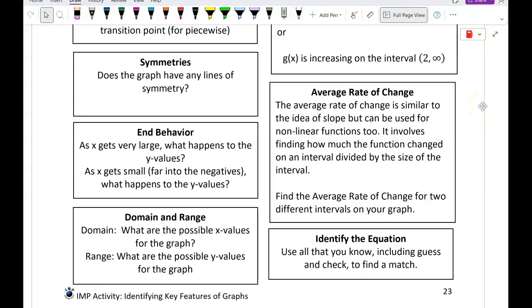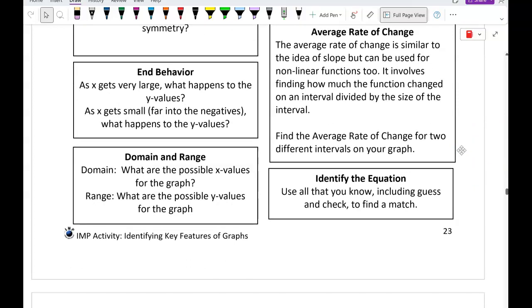Average rate of change. It's similar to the idea of slope. If it's a linear function, average rate of change and slope are the exact same thing. If it's not a linear function, then again, it goes back to an interval. We can choose a section of the x-axis and find out what the average rate of change is for that function. But the only time that the average rate of change and slope are the same thing is for a linear function. And then identify the equation. Use all that we know to write the equation of the function. So those are the different things that they're going to ask us to do.